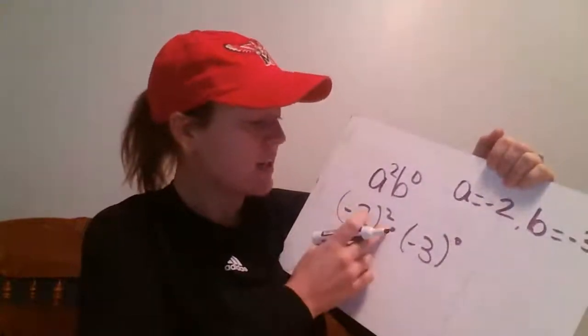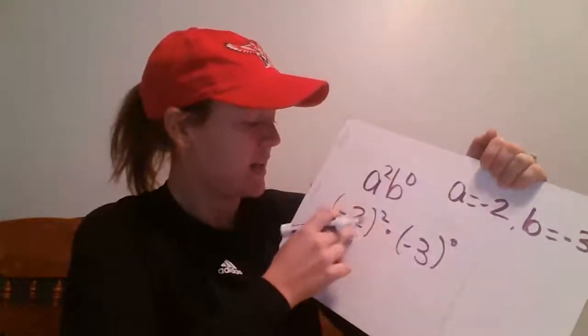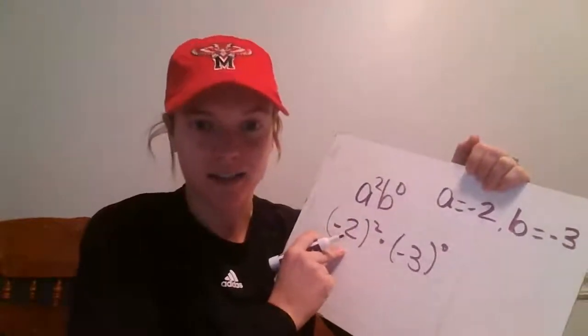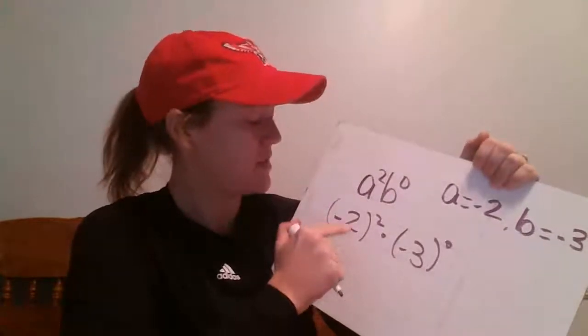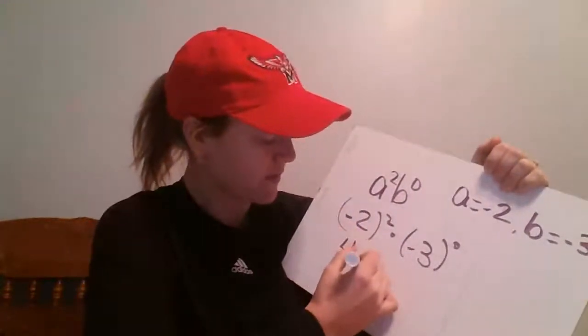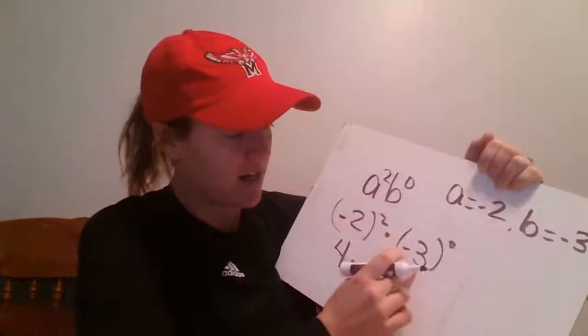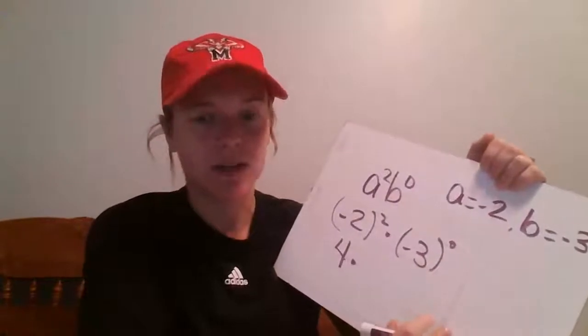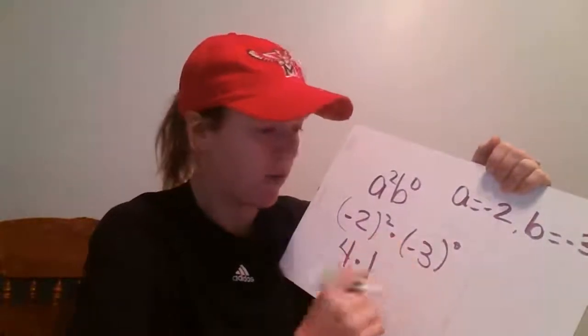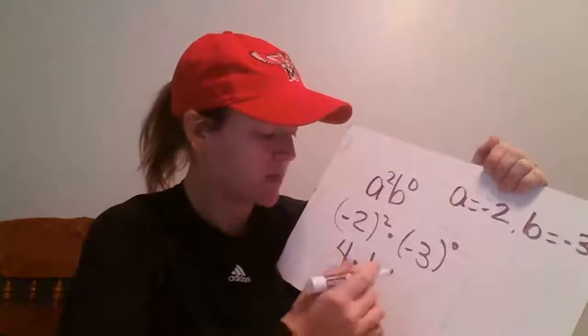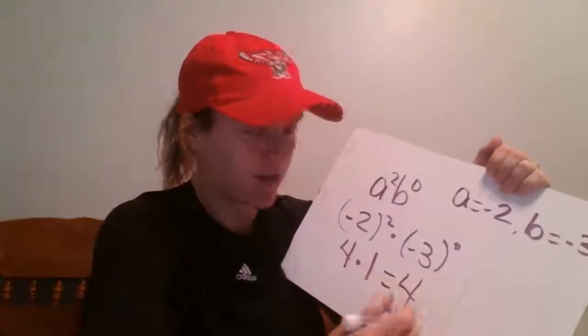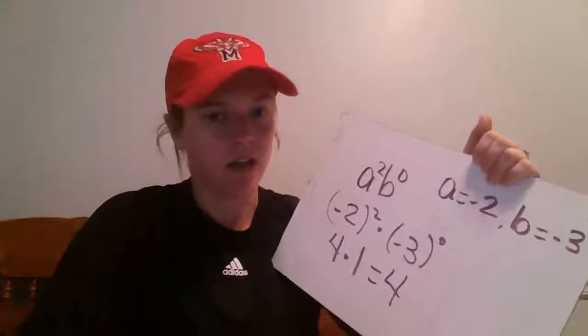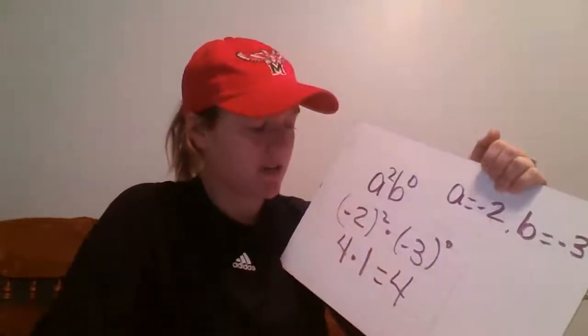So negative 2 squared. If we have a negative times a negative, it makes it a positive. So we're going to do 2 times 2, which is 4, times negative 3 to the 0. Whenever we have a 0 exponent, that means it is automatically going to be a 1. So if we take 4 times 1, the final answer is going to be 4. We solve for our exponents, then multiply them together, just the same thing as our order of operations.